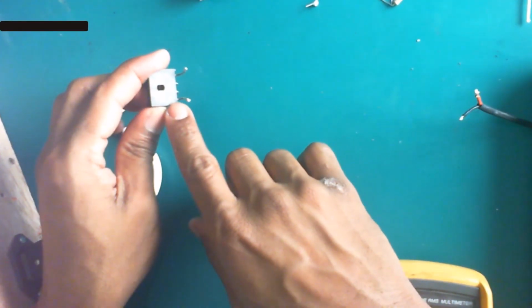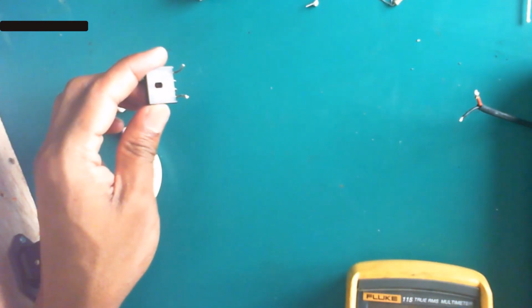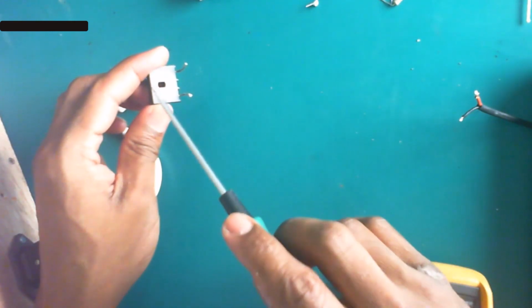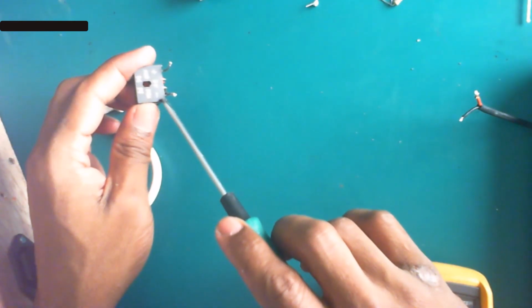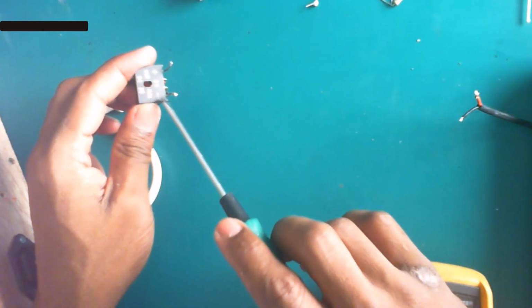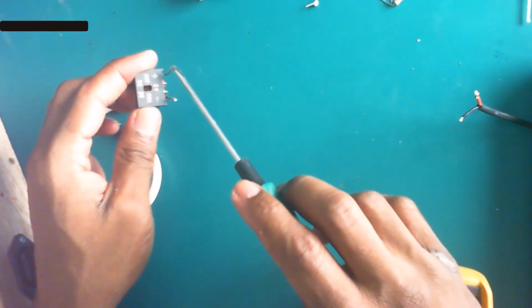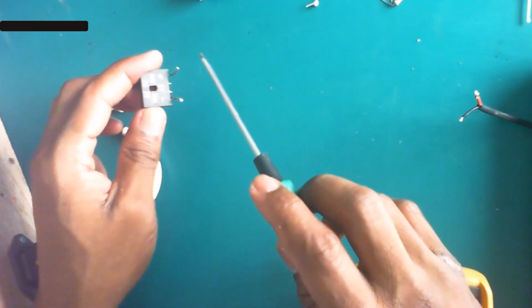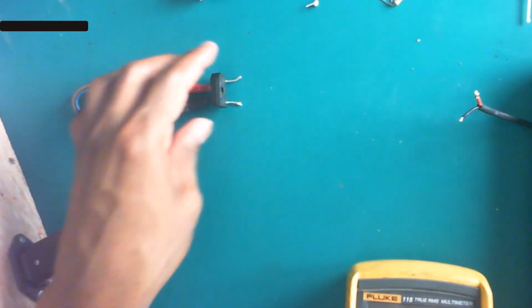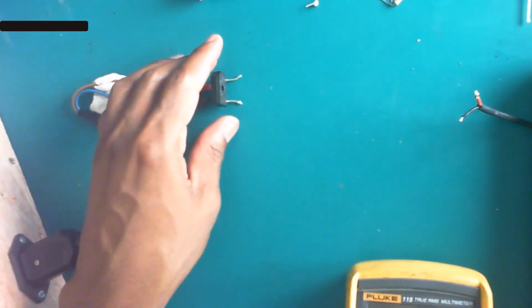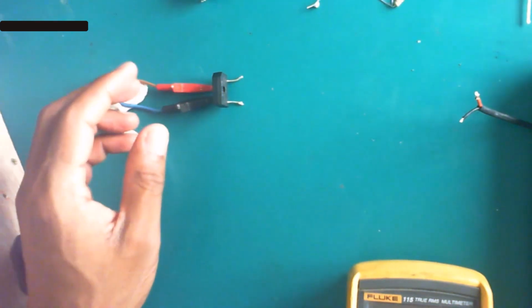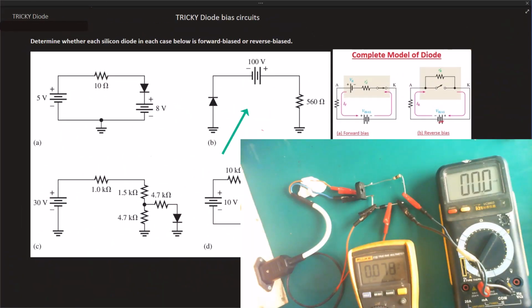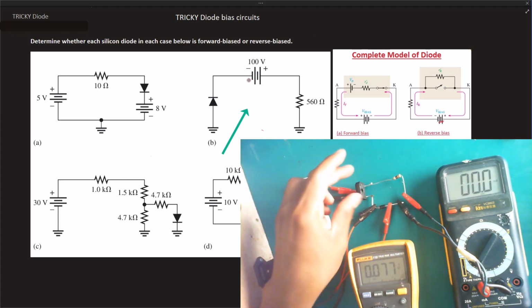Now we know we've got 100 volt here. This is my negative, right? This is my negative where my cathode must be connected, and the positive, that's where I'm going to have my 560 ohm resistor connected. So let me just construct the circuit. Okay, so this is case number 2. So we've got our 100 volt power supply.